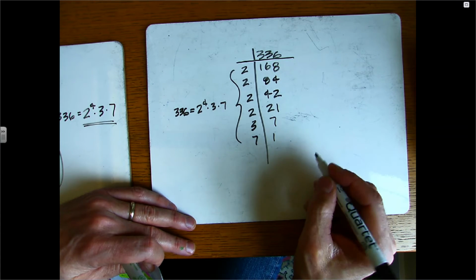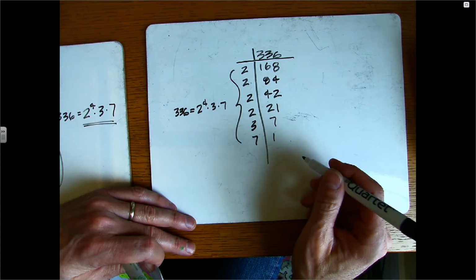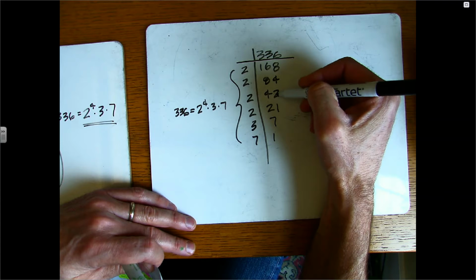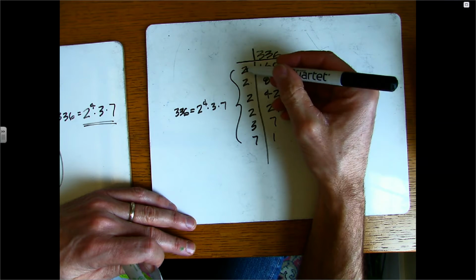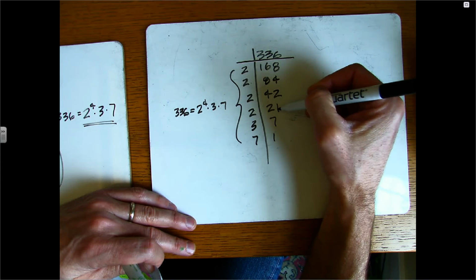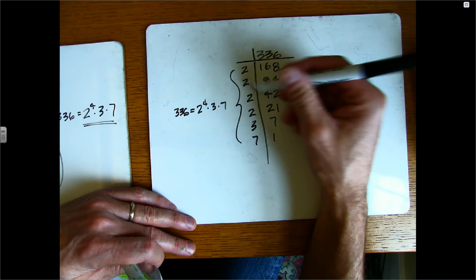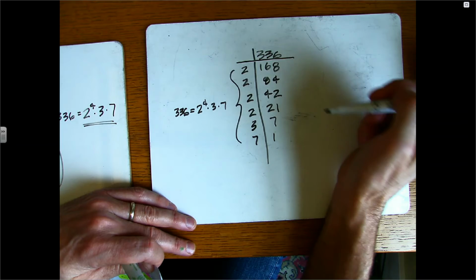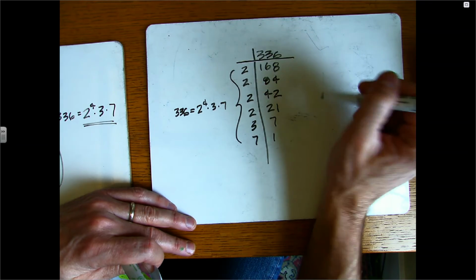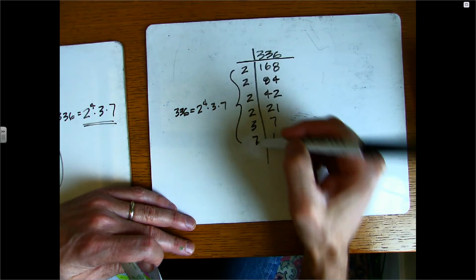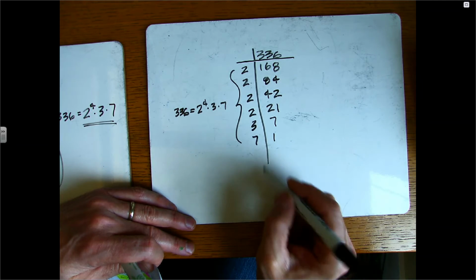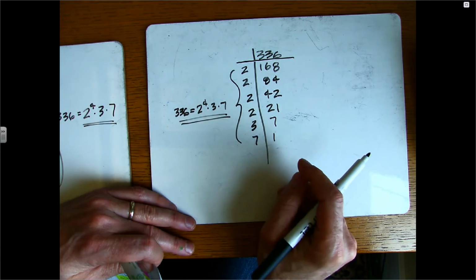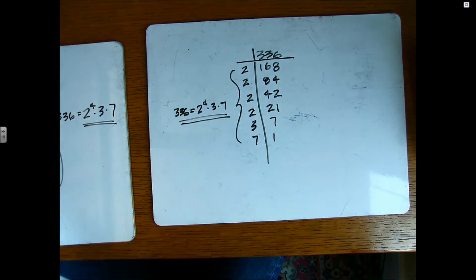Interestingly enough, I don't know if you noticed this, but any place you make an L, 2 times 2 times 2 times 42 will give me 336. 2 times 2 times 2 times 2 times 21 will give me 336. 2 times 2 times 2 times 2 times 3 times 7 will give you 336. So any place you make an L, you find a product, but it's the one on the left-hand side when we get to 1 that's composed of all prime numbers that is the actual prime factorization of the number. So that's the lattice method.